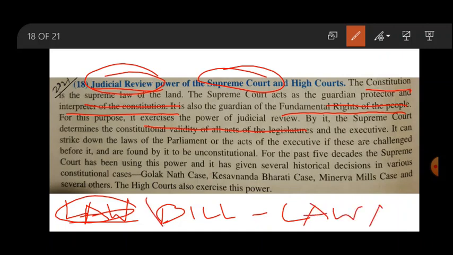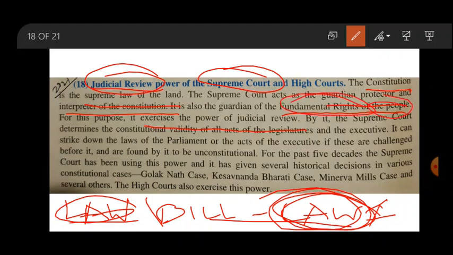That means everyone is expected to follow this law. However, if this law is not at par with the constitution, that means somehow it is interfering with the basic concept of democracy, or somehow it is interfering with the fundamental rights of the people, then the Supreme Court can do a judicial review, a check of this particular law. So this is the power of the Supreme Court or the judiciary.